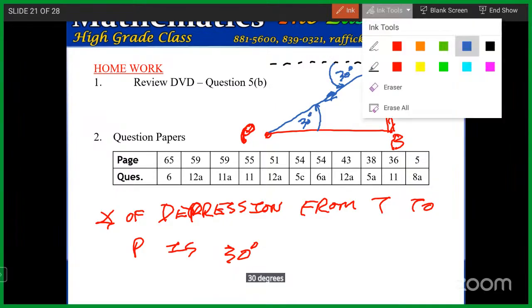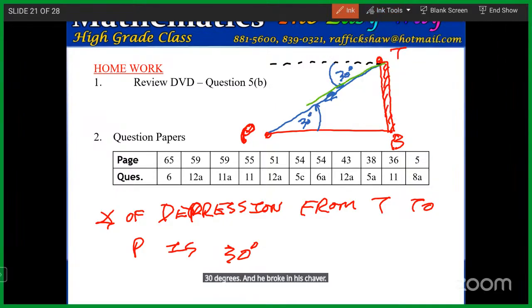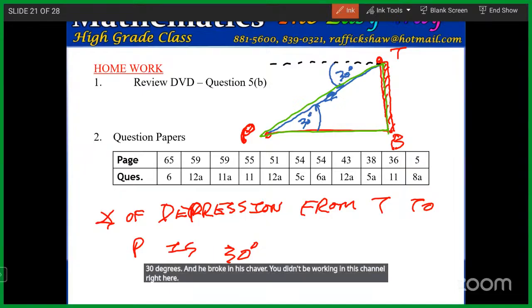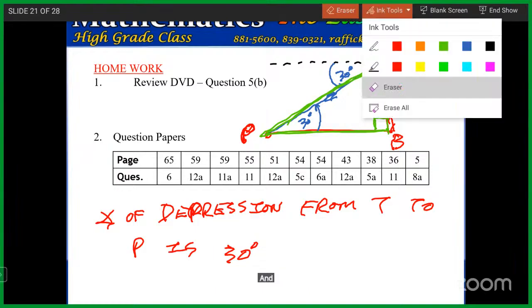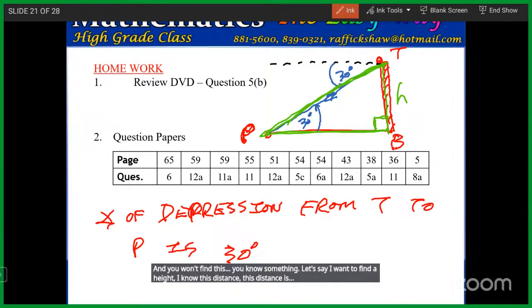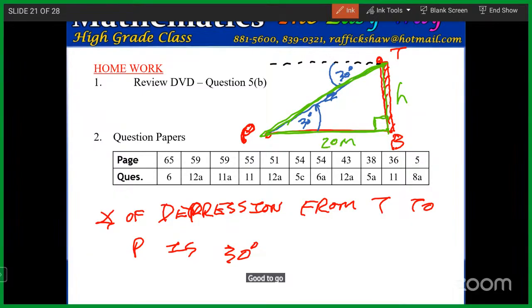And you'll be working in this triangle right here, and your trigonometry is in this triangle, which is a right angle triangle. If you know this distance and this height, or you want to find one of them, say you want to find the height and you know this distance is 20 meters, then you're good to go. You can use SOH CAH TOA. In that case, you use tan equals opposite over adjacent and work out what your height is.